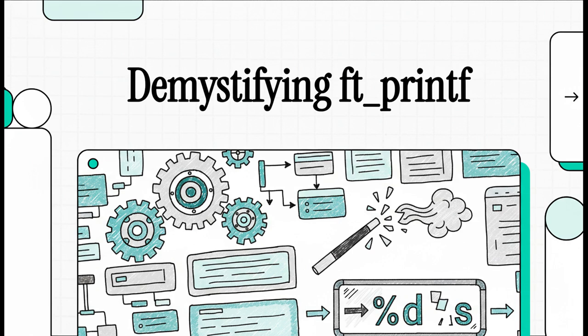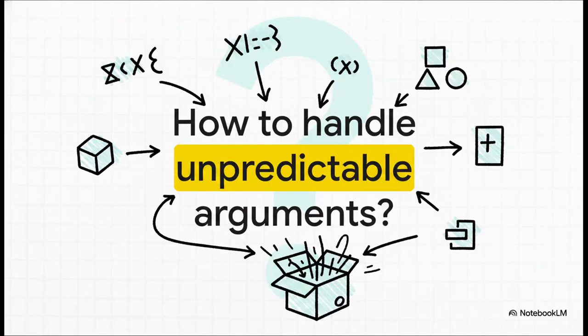We're going to reverse engineer the famous ft_printf project and turn you from a beginner programmer into a true systems architect. So, here is the absolute fundamental question we have to ask ourselves before we write a single line of code. Think about it for a second. How does one single function handle an unpredictable number of arguments of totally different types? You can pass it a string, a couple of integers, and a memory address all at the exact same time, and it just works. It's wild.